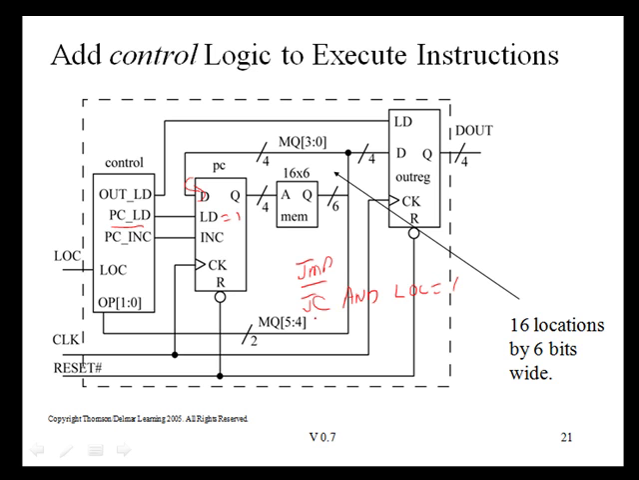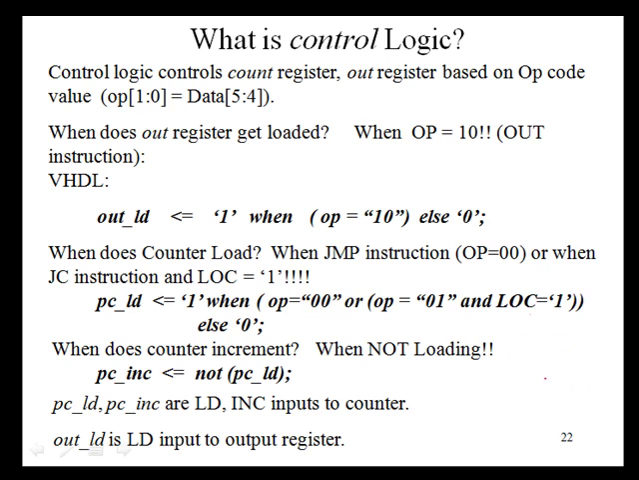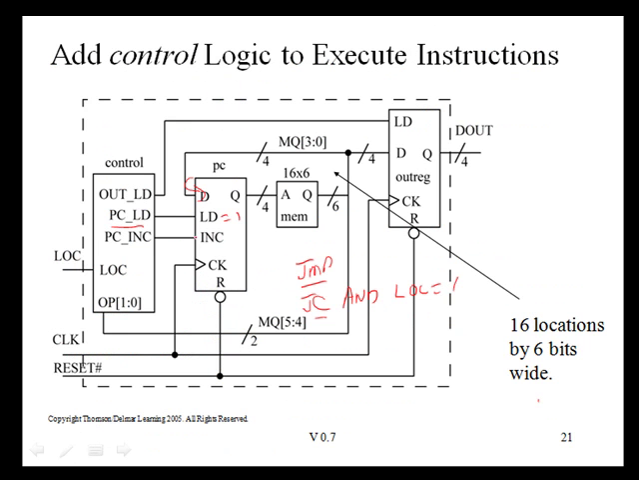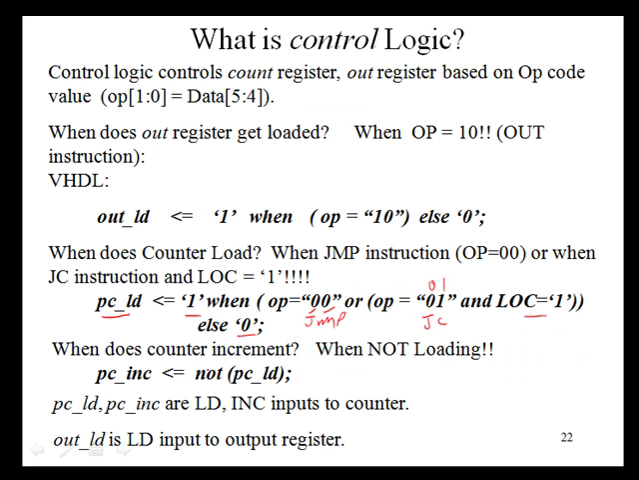Let's write this in VHDL. So our PC load line is going to be a 1 whenever we have a jump instruction, whenever our opcode is 0, 0, or whenever we have a jump conditionally instruction, a 0, 1 for an opcode, and our loc is equal to a 1, else it's going to be a 0. Well, if we're not loading, then we're going to be incrementing. So the easiest way to write the logic for the increment line is to say that if we're not loading, we're incrementing. So PC increment is simply going to be the not of PC load.